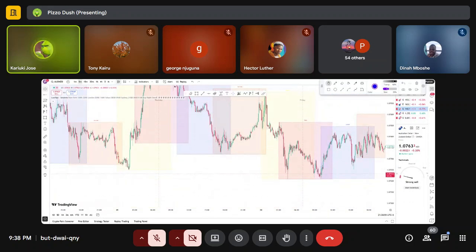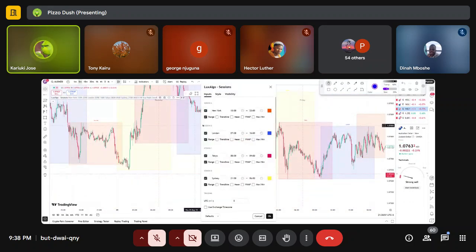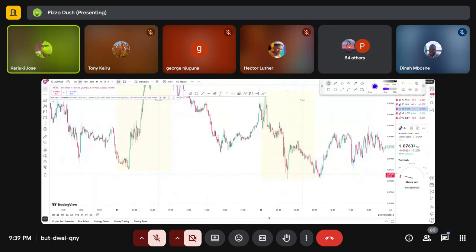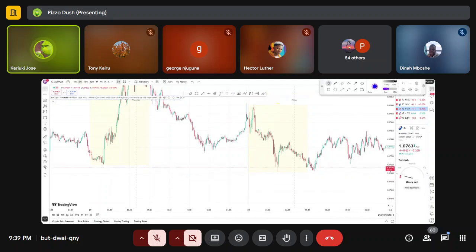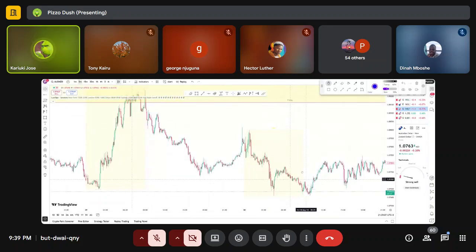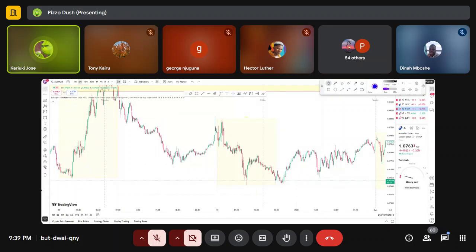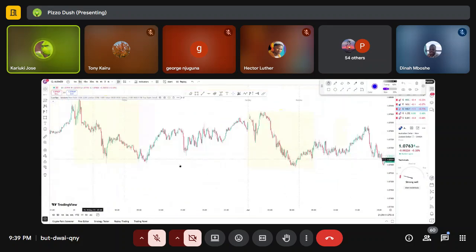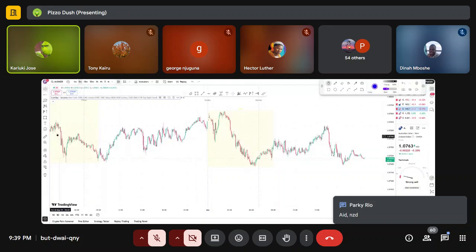Pairs gani zinakuwa active during Sydney session? Kuna mtu anajua? So you can go in the settings utoe hizi sessions zingine ili uache kuona a lot of noise, uache your preferred session. For example, tunaweza acha Sydney like that. So Sydney ni orange. So ni pairs gani zinakuwa active during Sydney? Anyone? Kuna mtu anajua kwa chat?